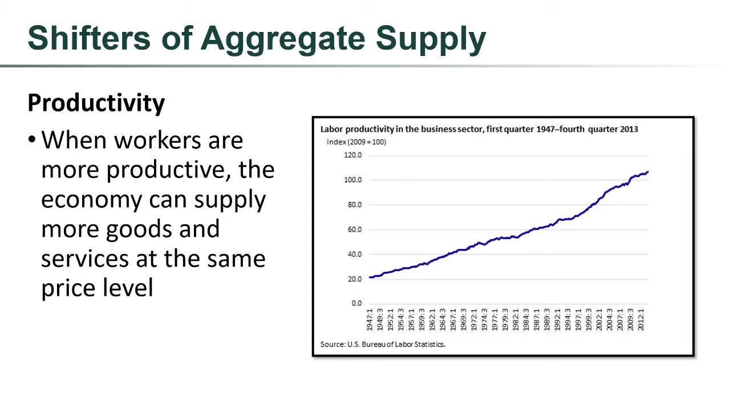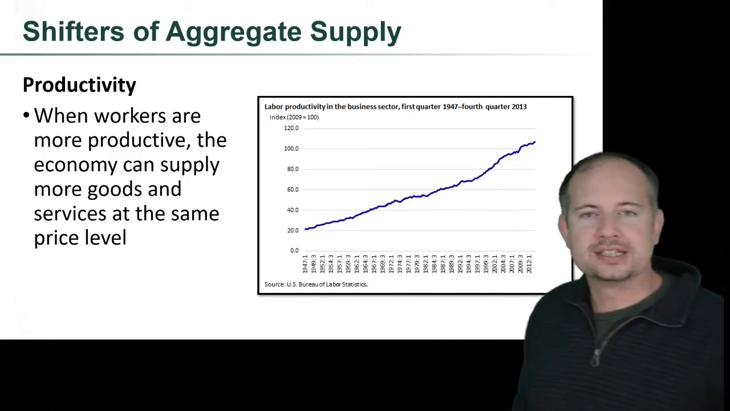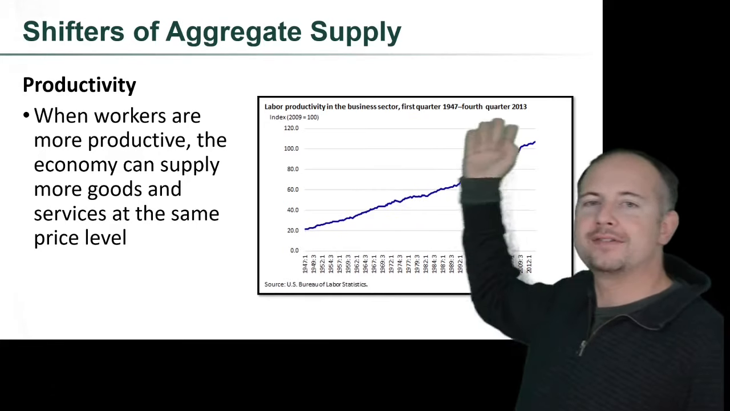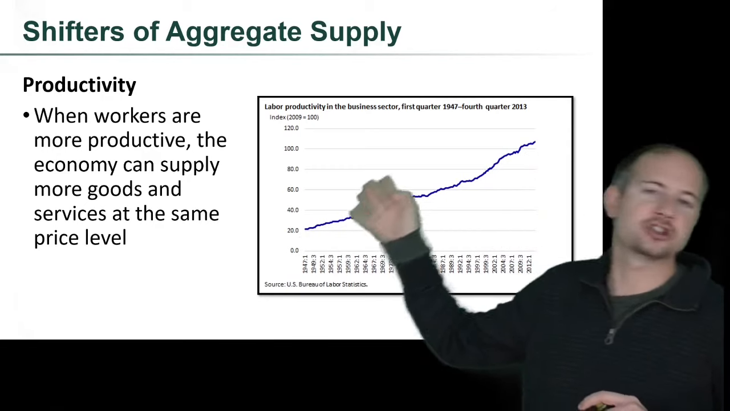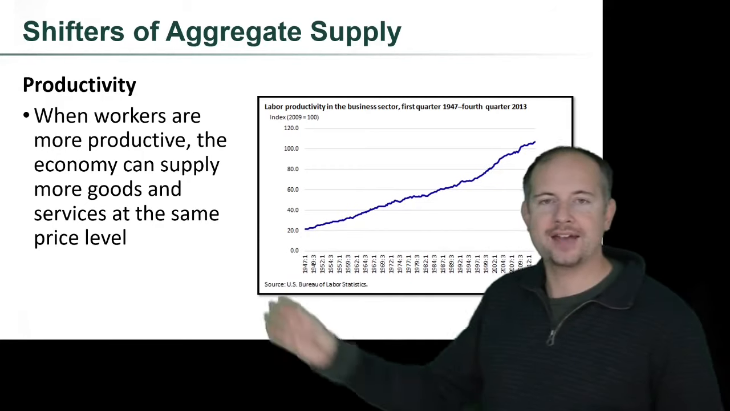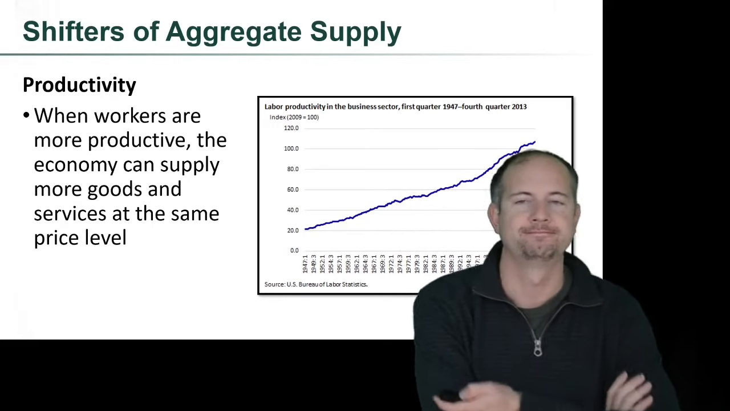So this graph here actually shows increases in productivity from, I think it's 1947 to now, and workers are now 5 times as productive. Why? Because we have now gone from using a hand saw to using an electric saw, and from having to assemble cars by hand to assembling cars with robots, things like that.